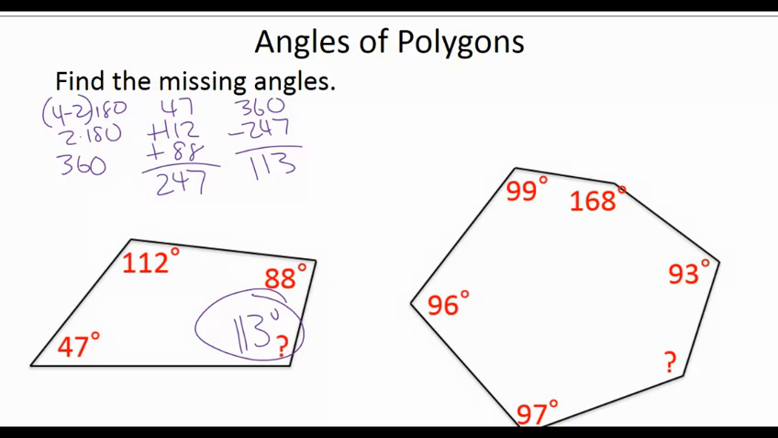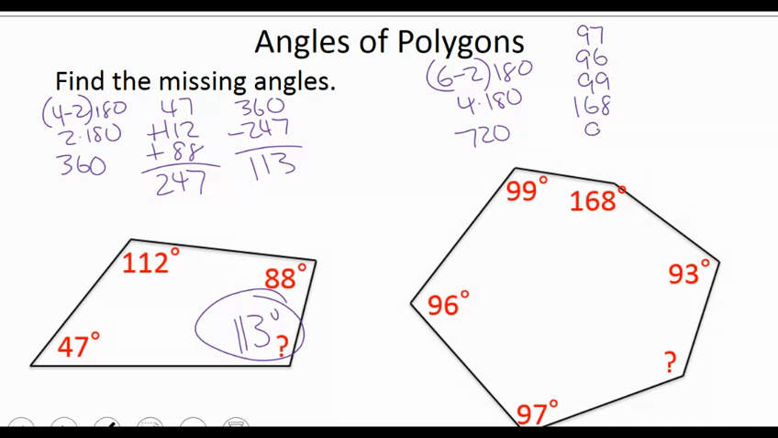So I can do my formula, 6 minus 2 times 180, which would be 4 times 180, which would be 720. So all of those angles have to add up to 720 degrees. So I can add up the five angles I already know. So 97, 96, 99, 168, and 93.